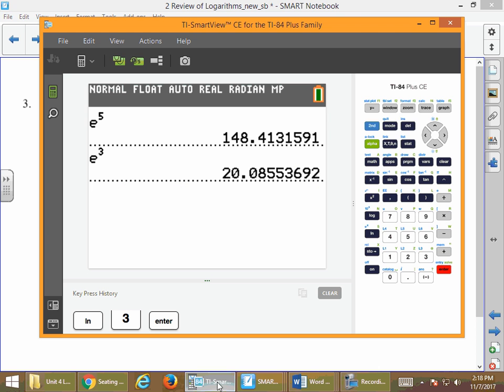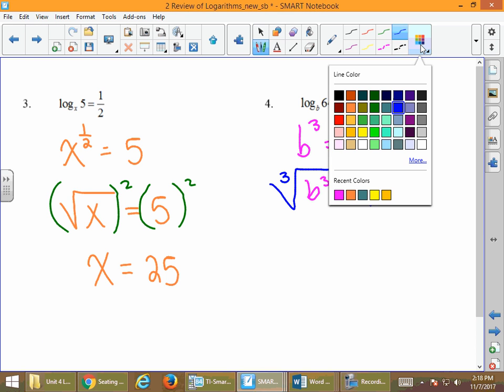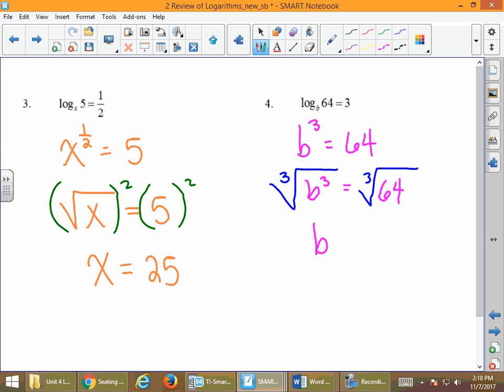And by the way, if you need to remember how to type this into your calculator, the way we type it in is we go to Math, Function 4, and 64, and we come up with the answer of 4. So b equals 4. 4 to the third power equals 64.